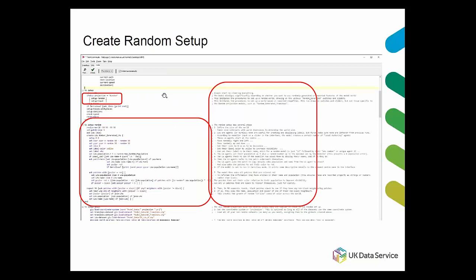Now here's the model code for the random setup. You see here it says if else projection equals random. So if projection equals random, you use setup random. And if it does not equal random, you use setup input.